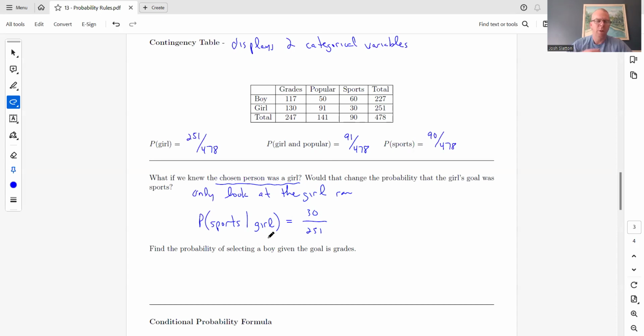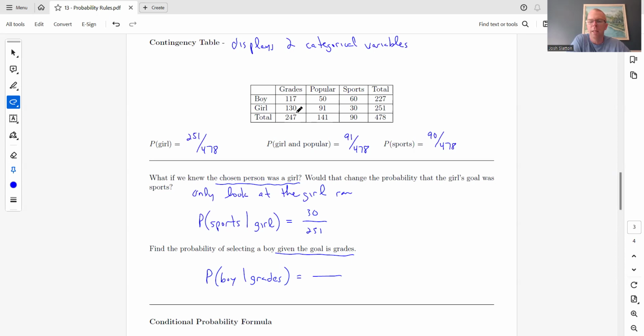All right, how about we try a different one? Find the probability of selecting a boy given the goal is grades. So we know the person wants good grades. So that will come second. That comes after the conditional part. And now what's the probability the person is a boy? So how many of these students want good grades? That would be 247.